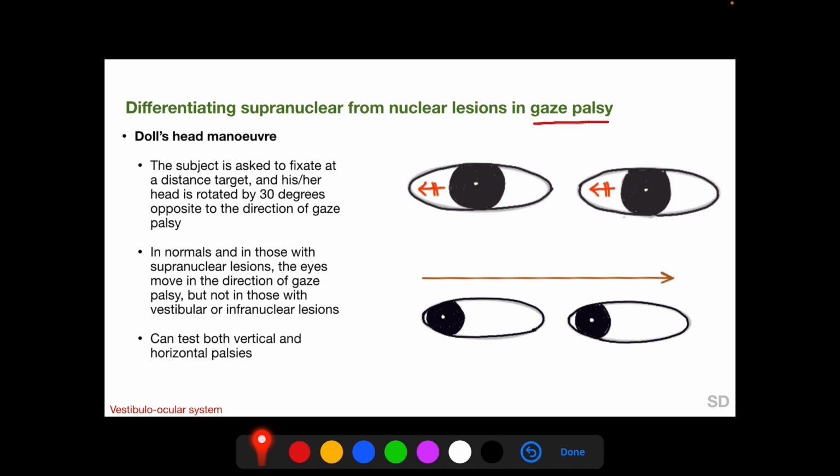So if the subject presents with a gaze palsy towards the right side, we do the Dahl's-Head maneuver testing by rotating the head towards the left side. In normal subjects and in those with supranuclear lesions, the eyes can be made to move in the direction of the gaze palsy, but this movement does not occur if the gaze palsy occurs from an infranuclear or from a vestibular lesion, and the Dahl's-Head maneuver can be used to test both vertical and horizontal gaze palsies.